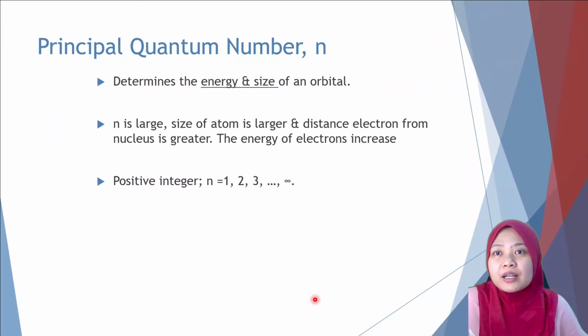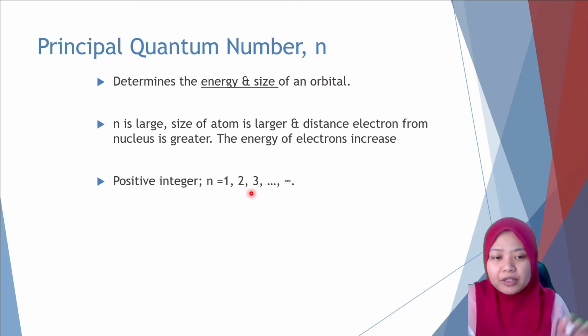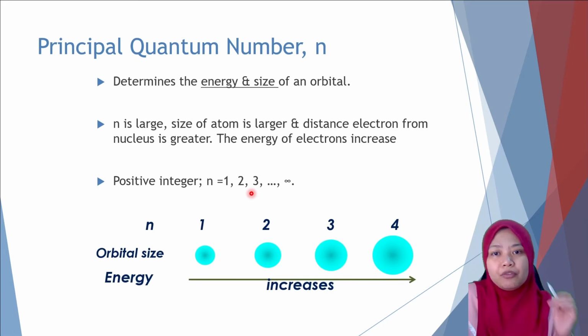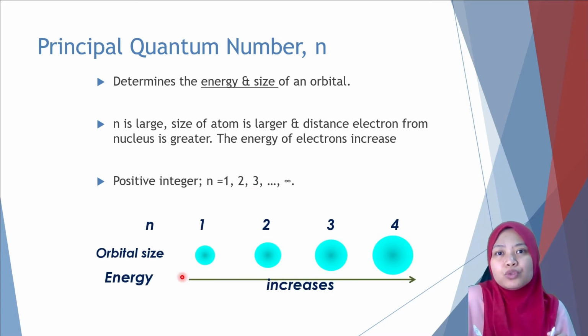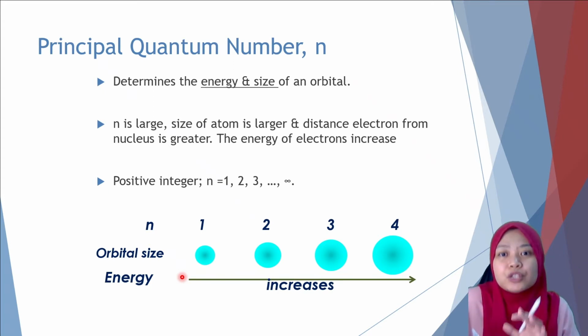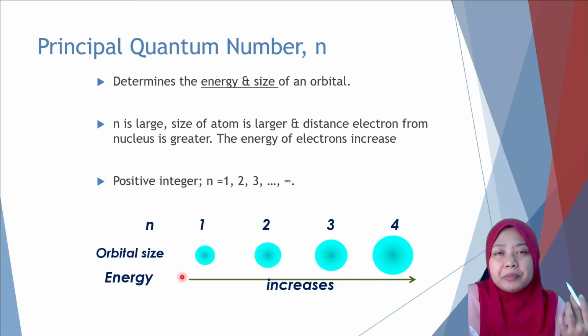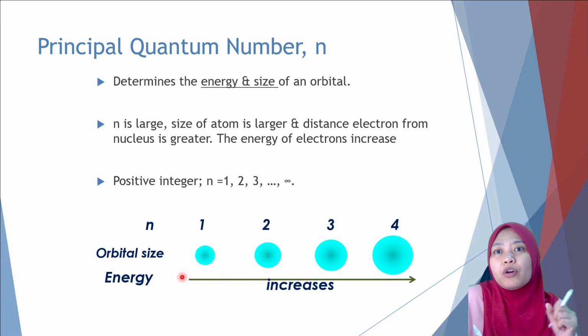Let's learn the first quantum number, which is the principal quantum number. This quantum number represents energy and also size of orbital. n is a positive integer up to infinity. For example, n actually refers to the energy level. If you learned in subtopic 2.1, you learned energy level n equal to 1, n equal to 2, and so on. That is also n. But besides representing the energy level, n also represents the size of the orbital.